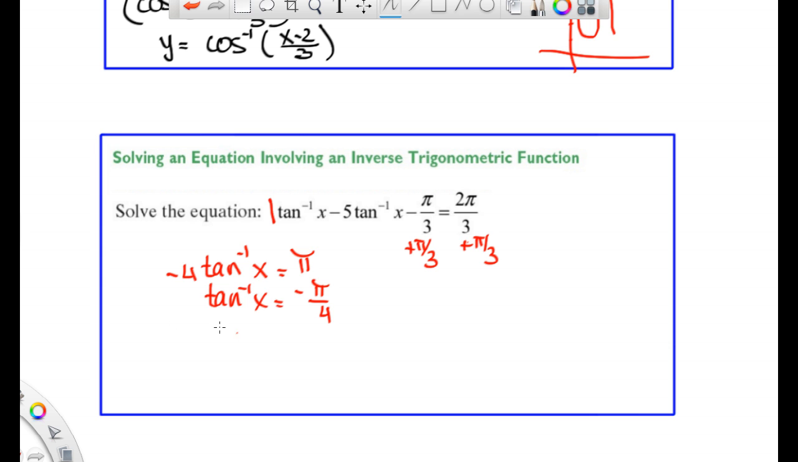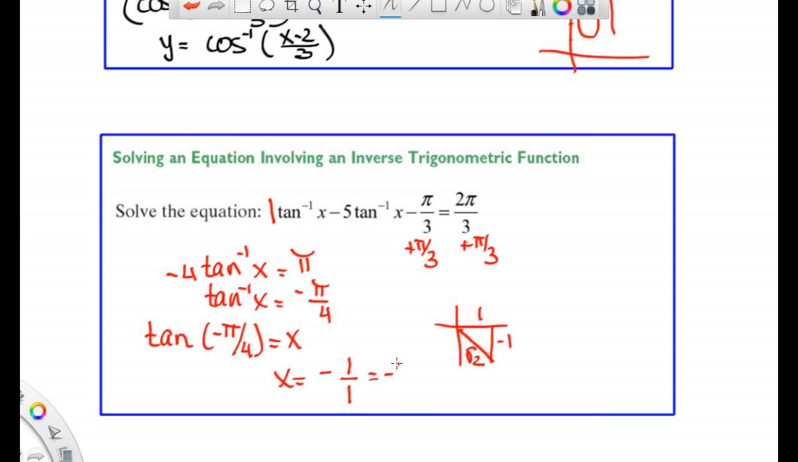Right? So that means that the tangent of -pi over 4 is the x that I'm looking for. So I am rewriting this again, and then I'm going to look for this one. So what's the tangent of -pi over 4? Well, -pi over 4 would be here, right? And I know that that's 1, and that's -1 because it's 45. So the answer here is, and then that would be the square root of 2. So the answer is x is -1 over 1, which is -1. Okay, thank you.